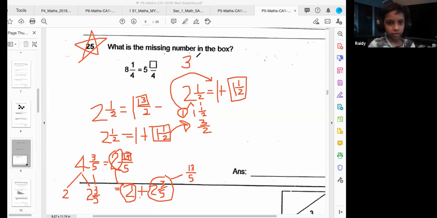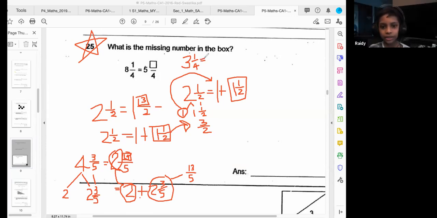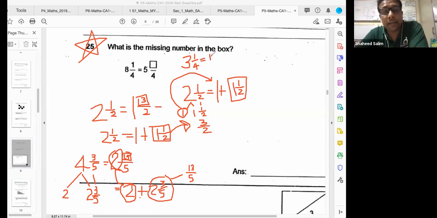1 out of 4. And then you take 3 times 4. 3 times 4 is 12, and plus 1, it will be 13. Okay, so this is another way. It's similar to what I'm doing, but if you prefer this way, please do this way. Whichever you are feeling comfortable with.